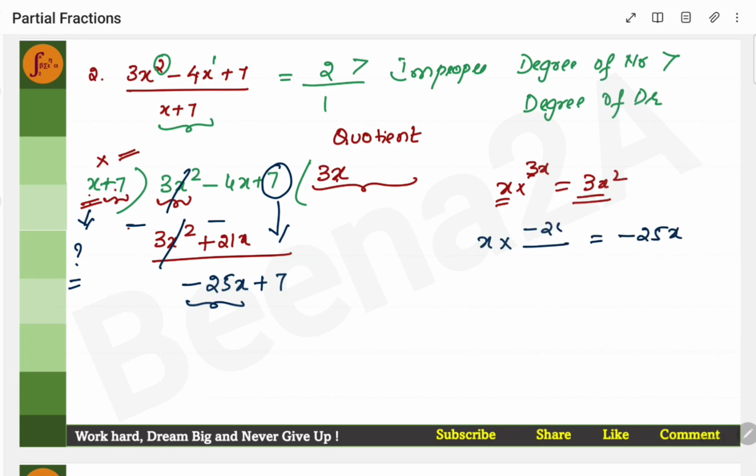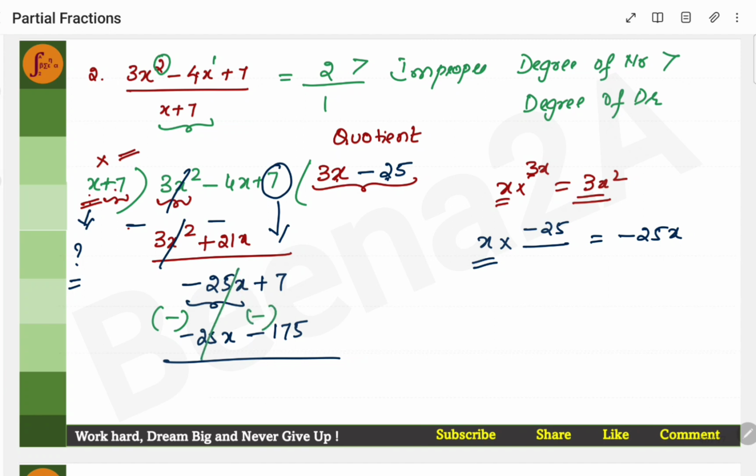It should be minus 25. If I multiply x with minus 25, I get minus 25x. So minus 25 into x is minus 25x. Minus 25 into 7 is minus 175. Now I subtract the whole thing.